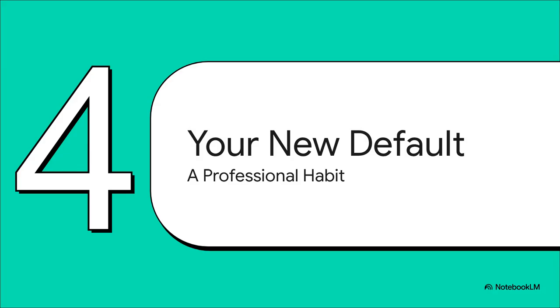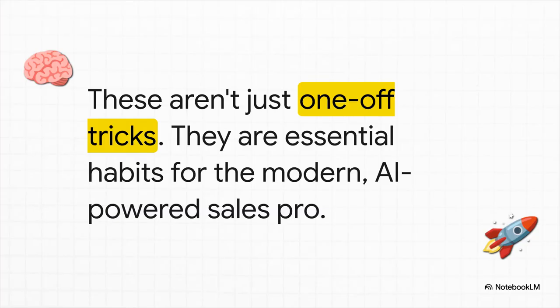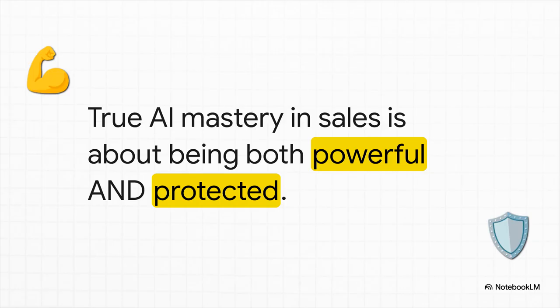All right, let's bring it all home. How do we make these techniques more than just a trick we use sometimes? How do we make them a core part of our professional workflow? Because that's the key, right? These aren't extra chores. They're essential habits. For the modern sales professional who's powered by AI, this is just how you work. It actually makes you faster and smarter, not slower. And really, it all boils down to this. True mastery of AI in sales isn't just about getting incredible results. It's about getting those results responsibly and securely. That's what separates the pros from the amateurs.